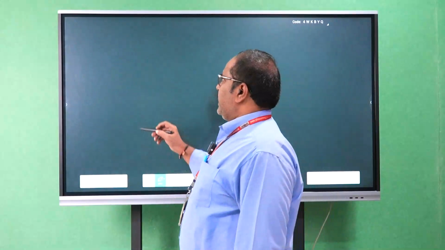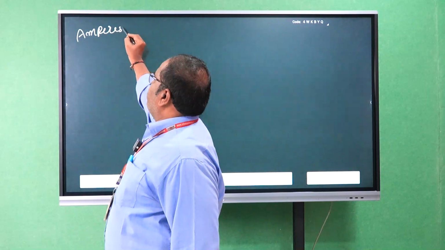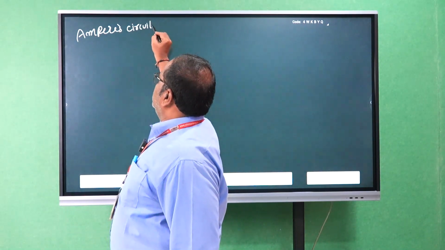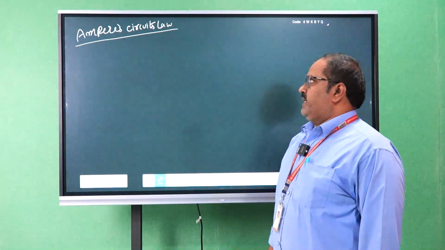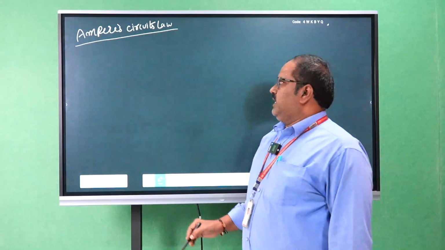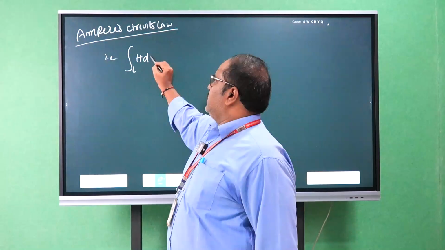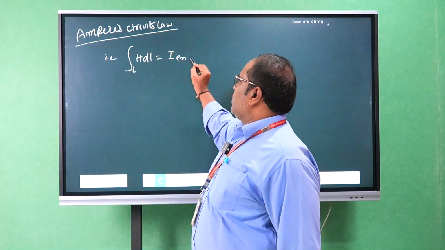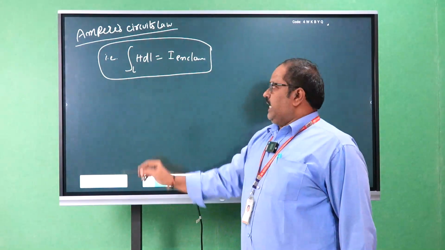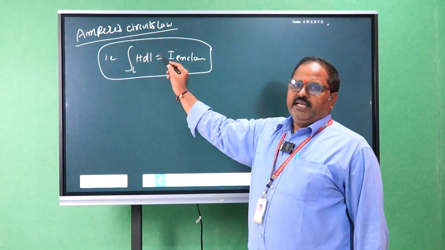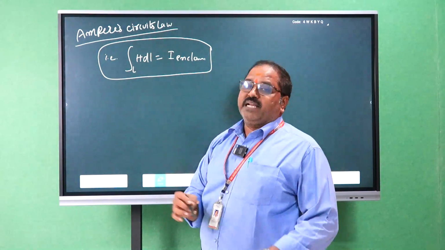The next topic is Ampere's circuital law, a very important concept in the magnetostatic field. Ampere's circuital law states that the line integral of H dot dl is equal to the net current enclosed by it. This is one of the important basic mathematical concepts. The line integral of the magnetic field intensity is equal to the net current enclosed by that surface. That is Ampere's circuital law.